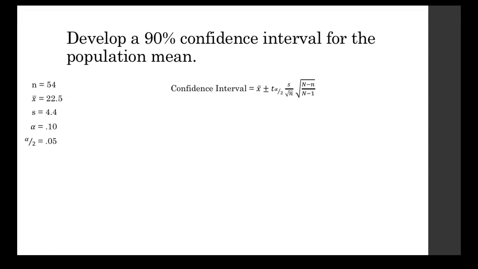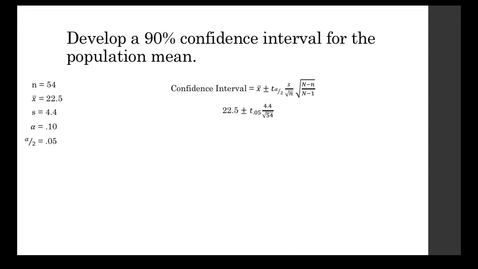Then we get to our finite correction factor. We don't have a population size in this problem, and so since we don't have a big N, there's no way that we can use this finite correction factor, so we just don't even worry about that. Now we just start plugging in the pieces that we know. So we know it's 22.5 plus or minus the t-score of 0.05 times our standard error.